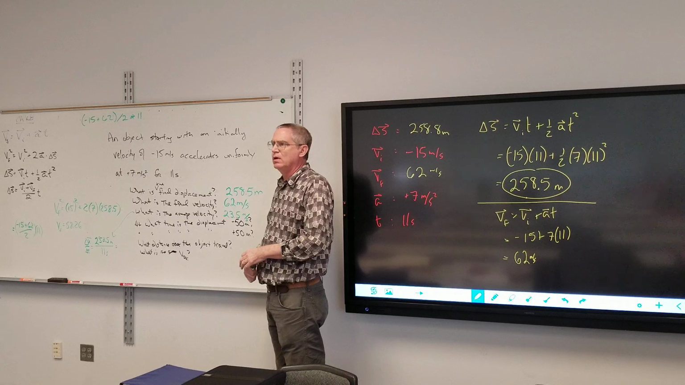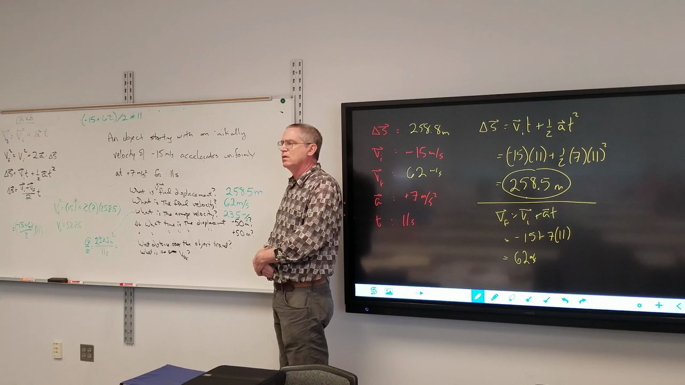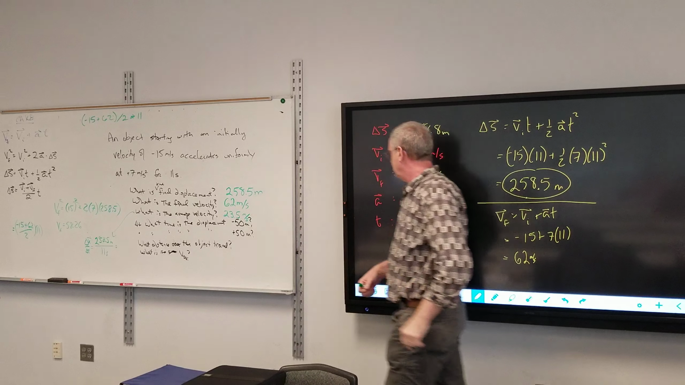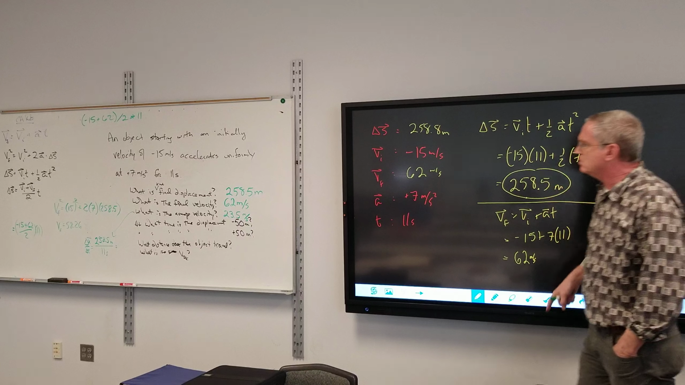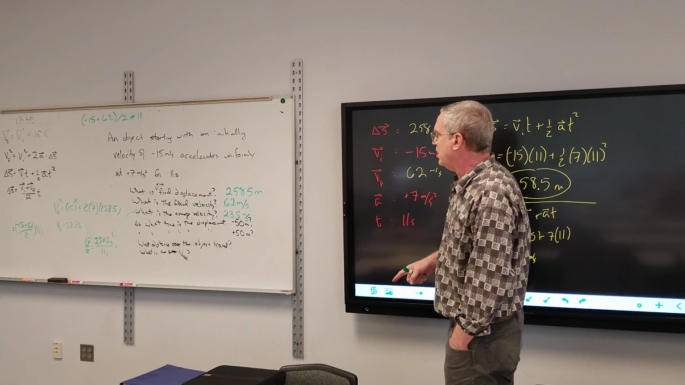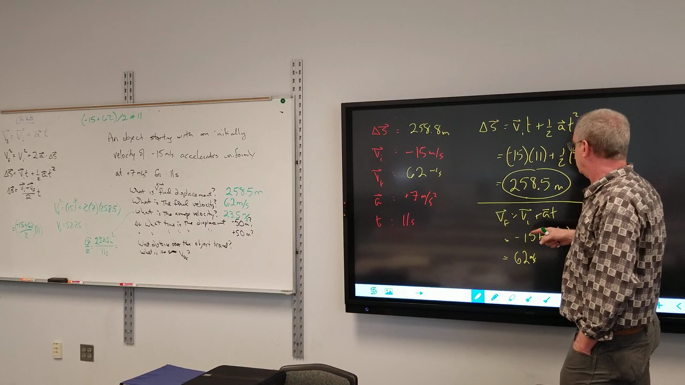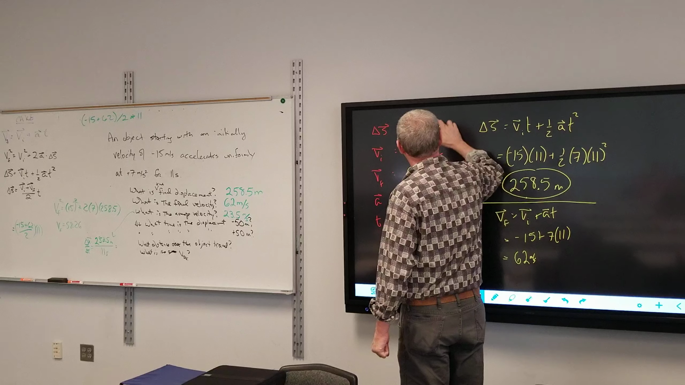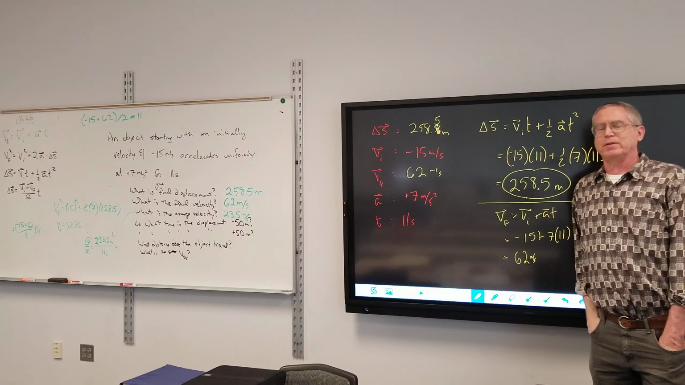Wait, how do we get 258.8 for the displacement if we're using 258.5? It's supposed to be 0.5. I guess you wrote it wrong. Oh, right there. Sorry about that.